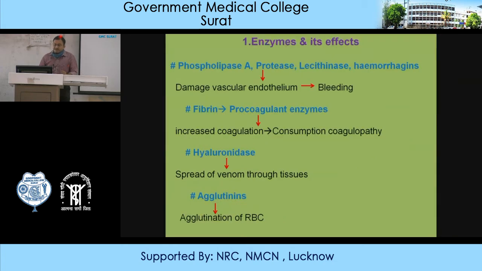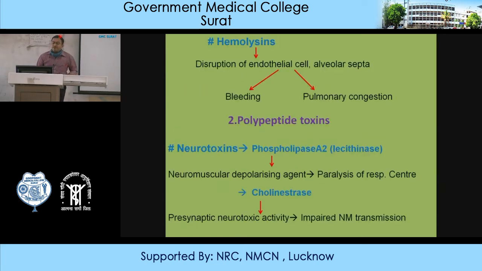Now enzymes and their effects. Phospholipase A, protease, lecithinase, and hemorrhagins damage vascular endothelium, causing bleeding. Fibrin procoagulant enzyme increases coagulation, causing consumption coagulopathy. Hyaluronidase spreads venom through tissue. Agglutinin causes agglutination of RBCs. Hemolysin causes disruption of endothelial cells and alveolar septa, causing bleeding and pulmonary congestion.